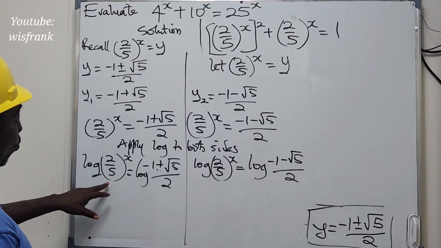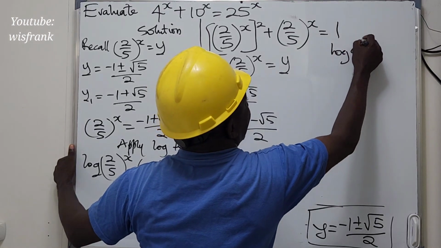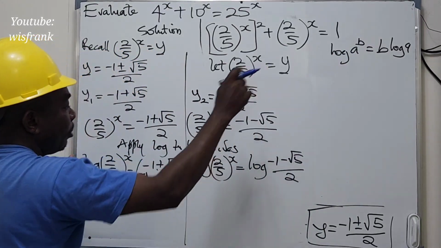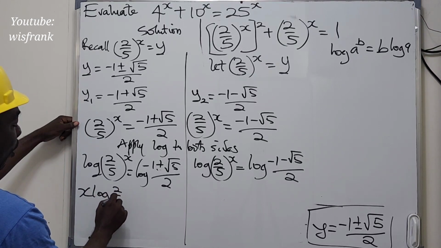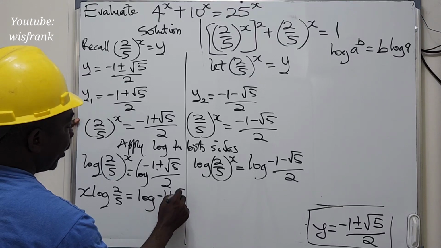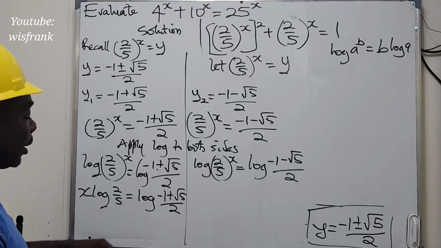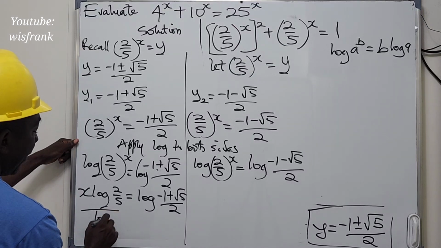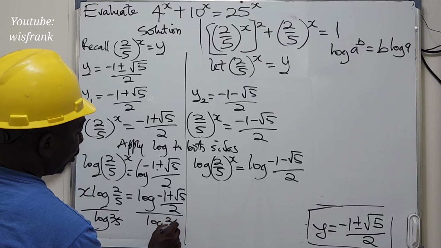From here, we recall that log a to the power of b is the same thing as b log a. Expressing this in this format, the power of x comes to the product side of the log, which is x log (2/5) equals log of (-1 + root 5) all over 2. To find x, we divide both sides by log (2/5).